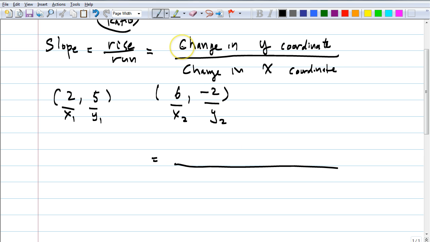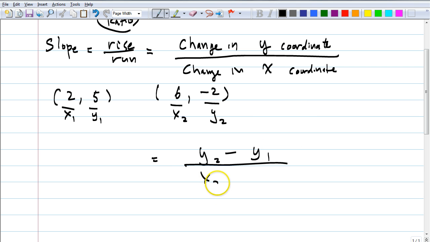How would you figure out the change in y coordinate? Yes, sir? y2 minus y1. Yes, right. y sub 2 minus y sub 1 over? x2 minus x. That's right. x sub 2 minus x sub 1. Does that make sense? So that's your slope.